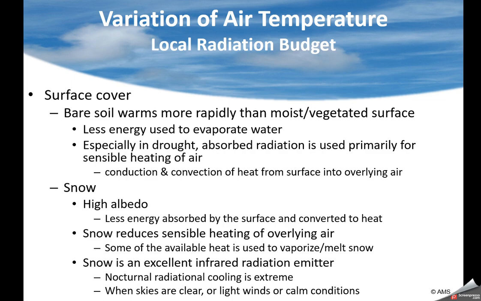Things like bare soil can absorb more energy. Snow, on the other hand, has a really high albedo. There's not a lot of sun's energy that makes it to the Earth's surface and warms it if we have a lot of snow.